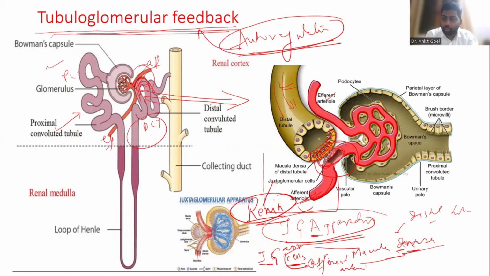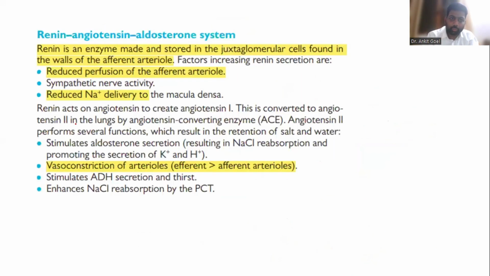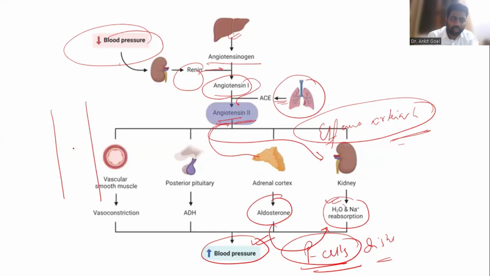Now what is the role of the macula densa then? Sorry, the macula densa is present in the tubules, and the purpose of the macula densa is to sense the sodium in the urine. So when there is low blood pressure, there is low filtration, low GFR, and there is low sodium in the urine, that is sensed by the macula densa.